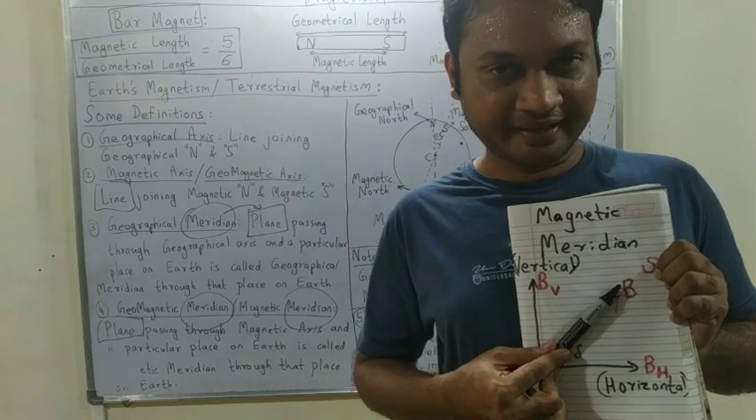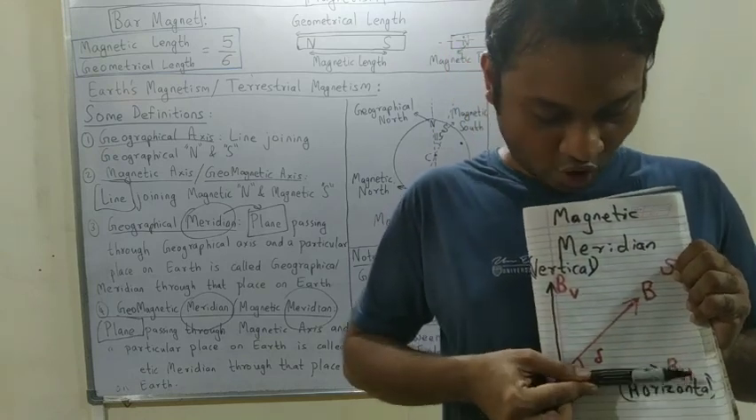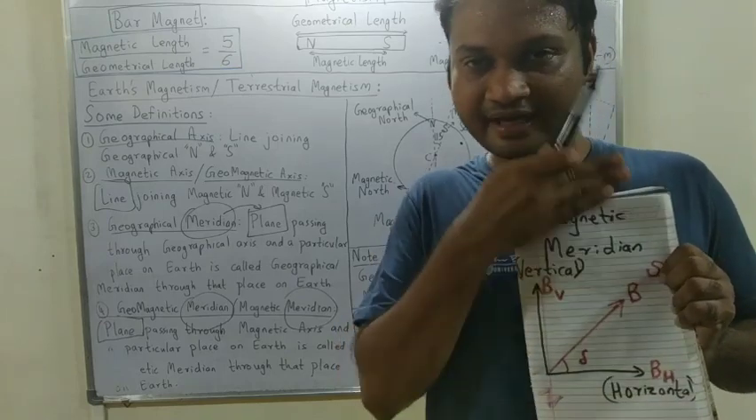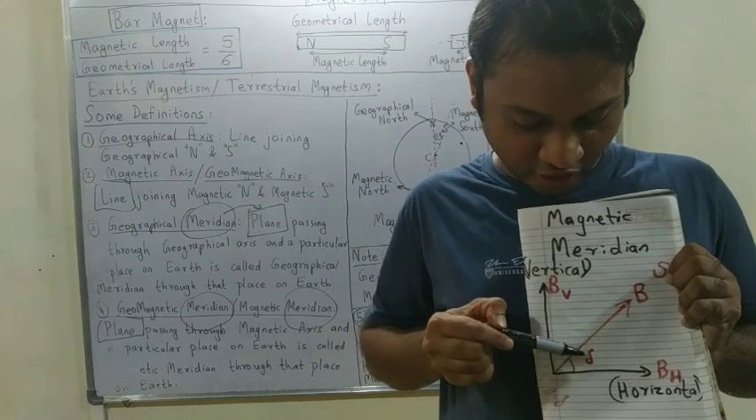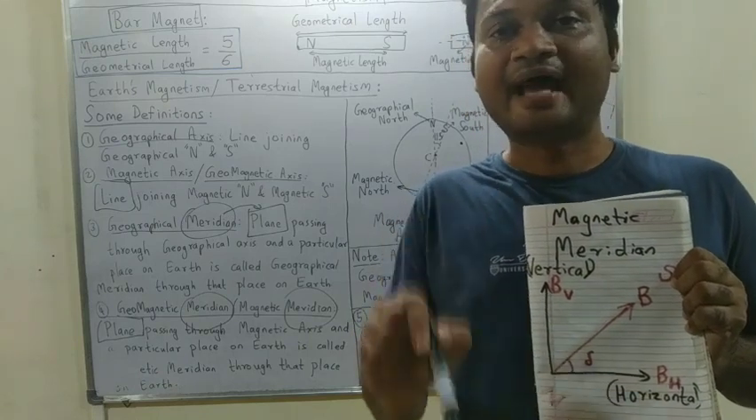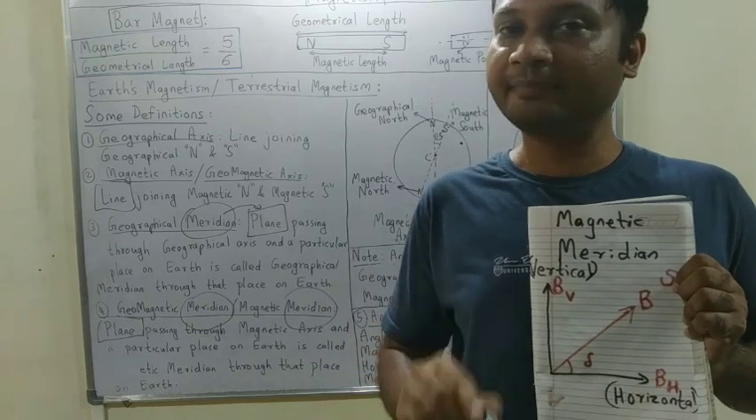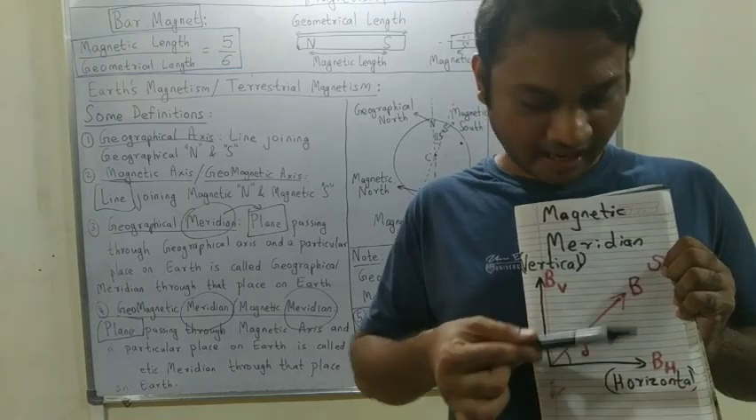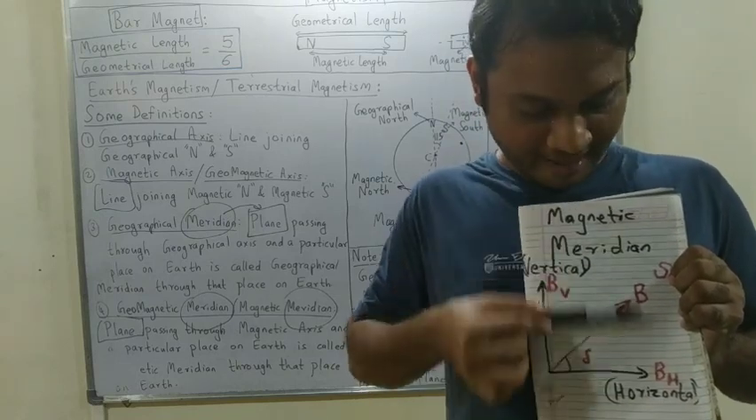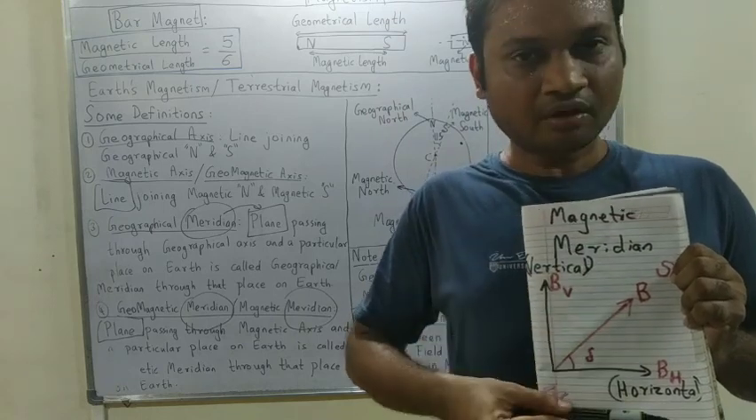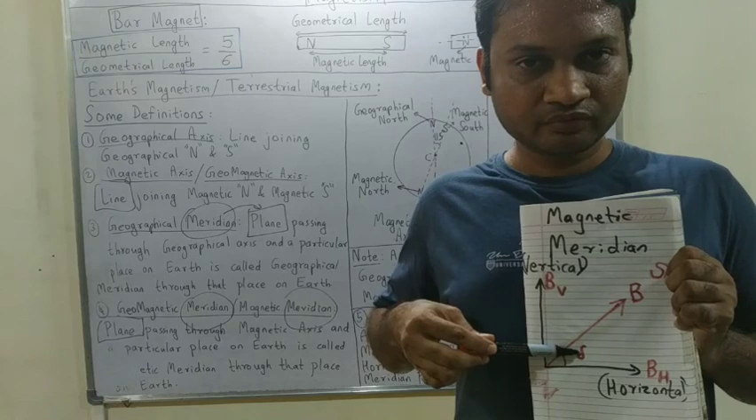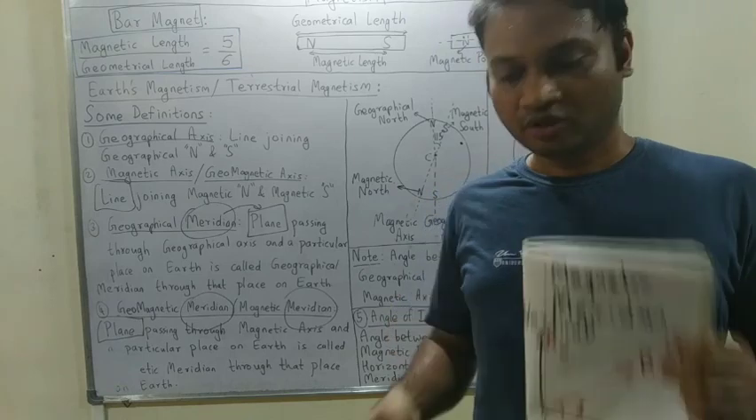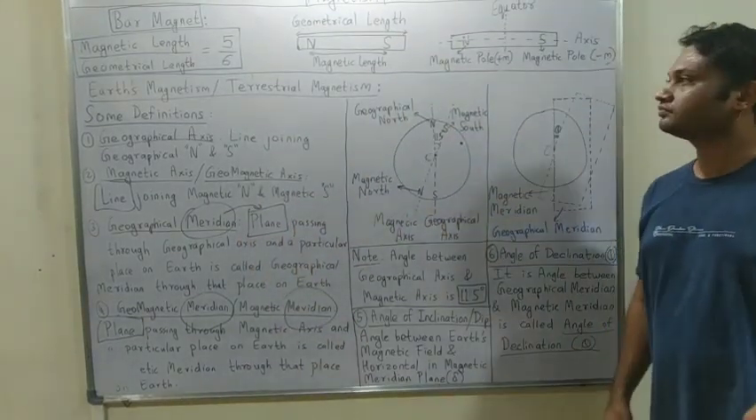Angle between Earth's magnetic field, which is B, and horizontal in the magnetic meridian plane is called as angle of dip delta at that place on earth. Let me revise once again. The angle between Earth's magnetic field and horizontal in the magnetic meridian plane is called as angle of dip at that place on earth. It is shown by symbol delta. So these are the definitions which we have.